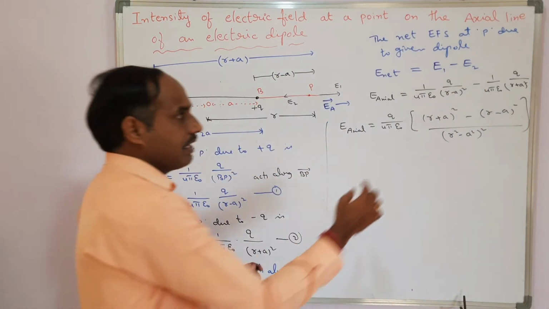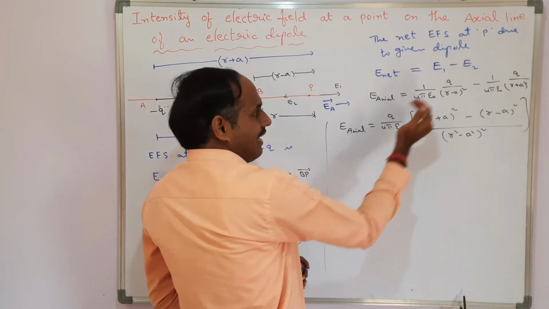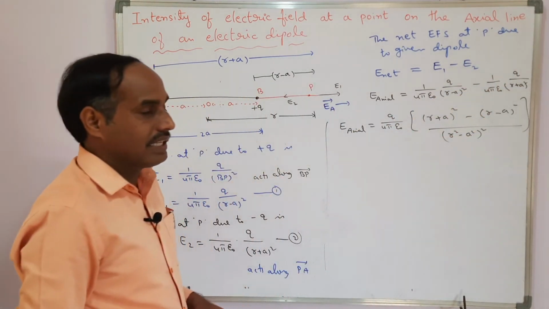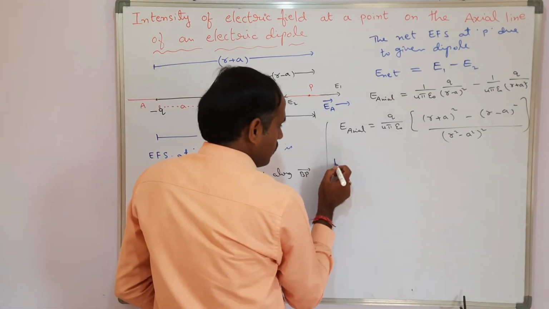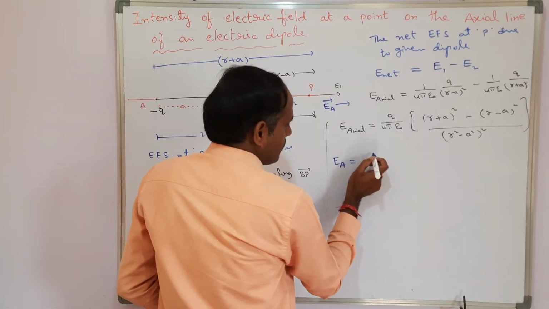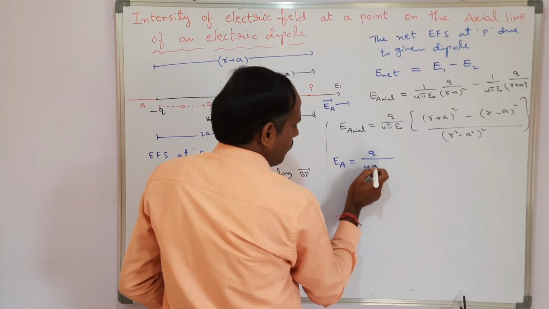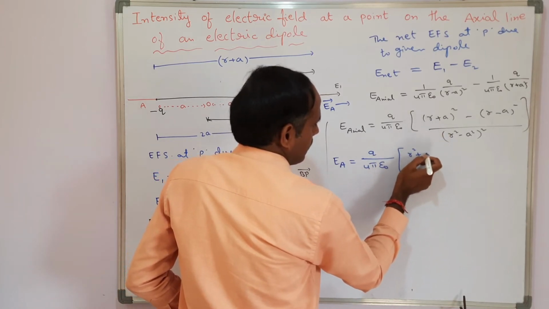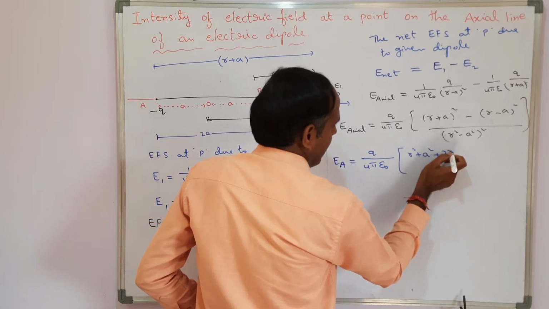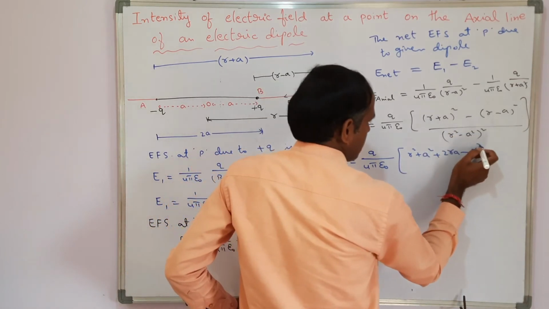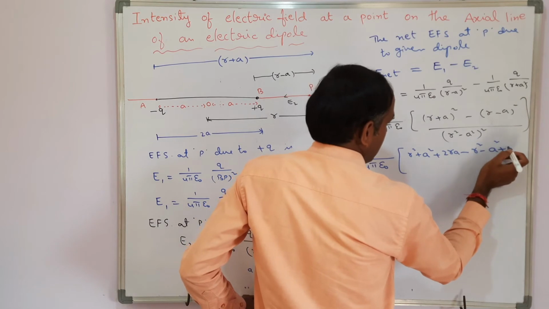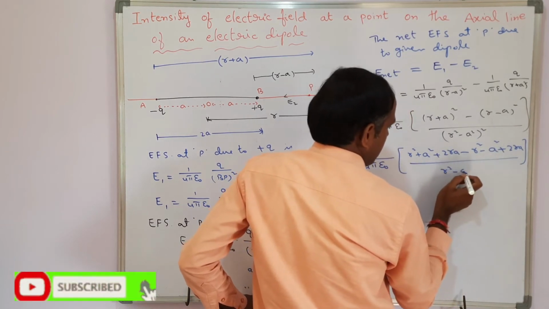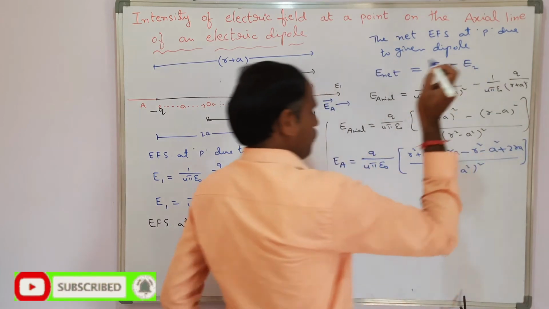Okay students, I am taking q by 4 pi epsilon naught outside, and of the 1 by (r minus a) whole square minus 1 by (r plus a) whole square, taking the LCM, so that we will get this. So E on axial is equal to q by 4 pi epsilon naught of, this is, r square plus a square plus 2ra, minus r square minus a square plus 2ra, upon (r square minus a square) whole square.